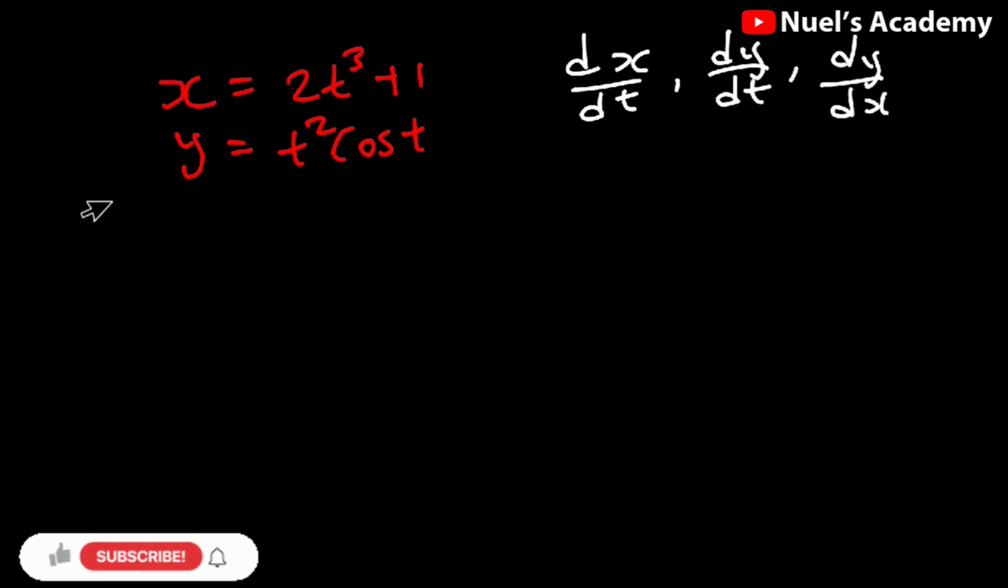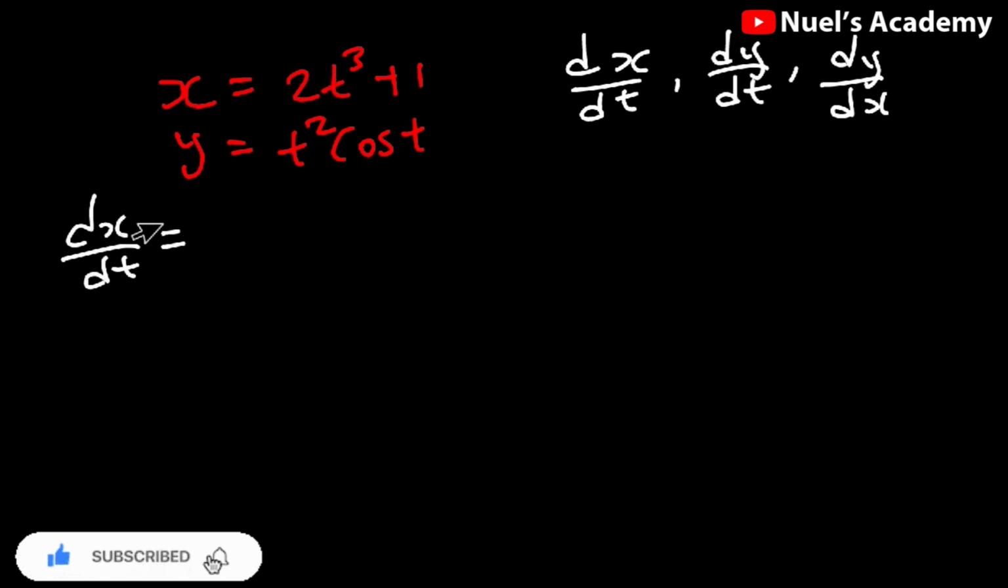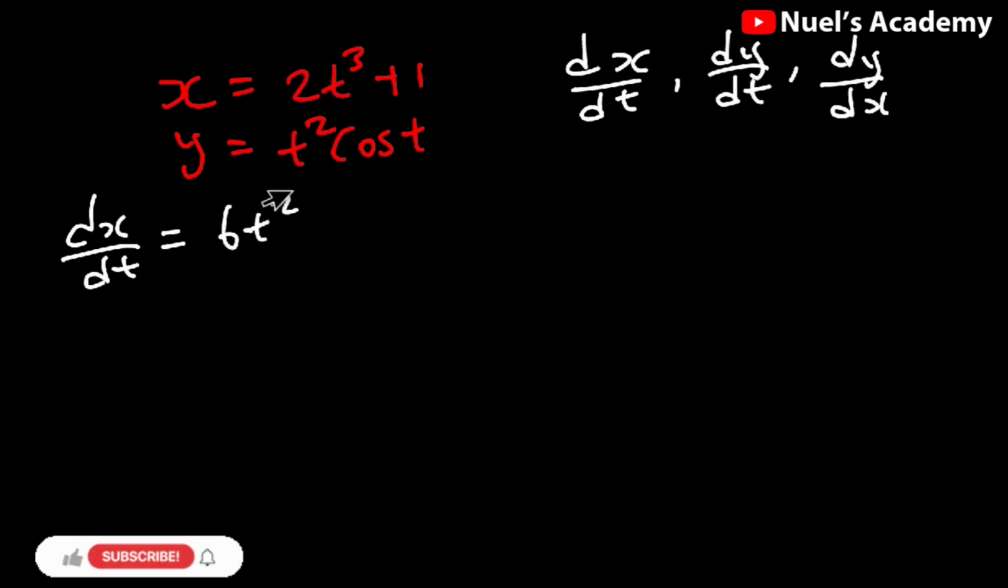Okay, now let's start with dx/dt. We're going to differentiate this x with respect to t. Then if we differentiate 2t cubed, we're going to get 6t squared. We are using the power rule: 3 times 2 is 6, then times t. We remove 1 from 3, 3 minus 1 is equals to 2. Then 1 is a constant, the derivative is 0. So this is dx/dt.